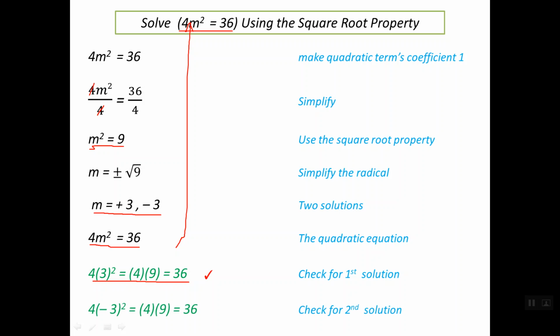Let's check for the second solution, which is m equal to minus 3. Again, 4m squared is equal to 4 multiplied by minus 3 squared. So 4 multiplied by 9, again it is 36. So the second solution is correct.